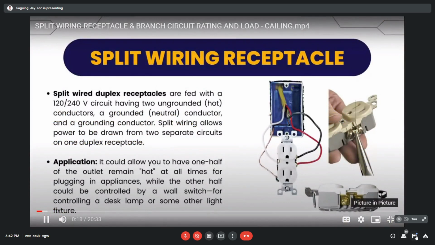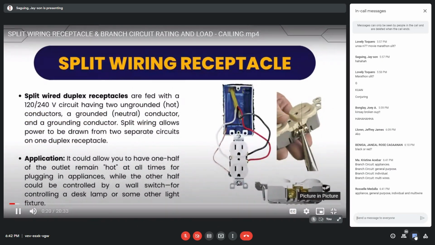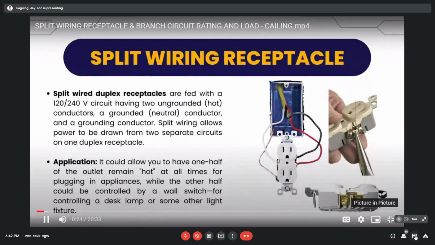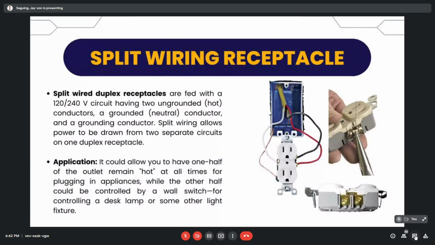So what is a split wiring receptacle? So split wiring receptacle or split wire duplex receptacles are a type of receptacles that are fed with a 120/240 volt circuit having two ungrounded hot conductors, a grounded neutral conductor, and a grounding conductor. So split wiring allows power to be drawn from two separate circuits on one duplex receptacle.